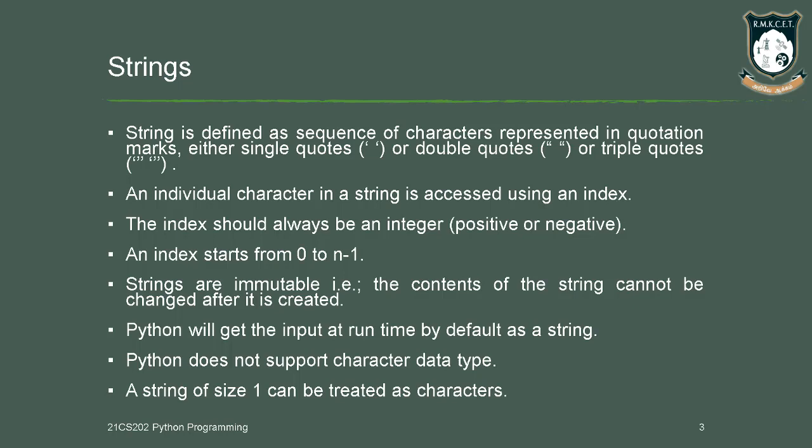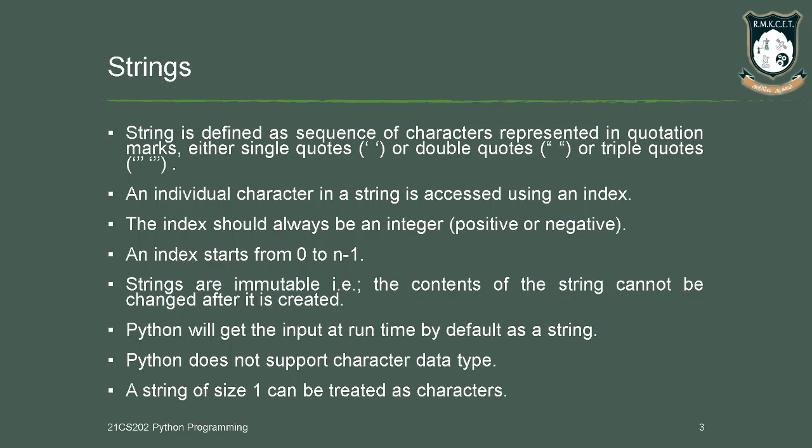The quotation mark can be either single quotes, or double quotes, or triple quotes. In these three quotes we can enclose the sequence of characters so that it will be set as a string. Each and every character in the string will have its own index number, and the indexing can be a positive integer or a negative integer.